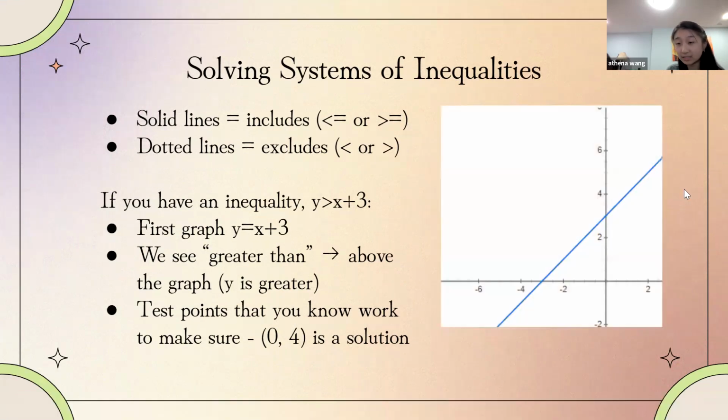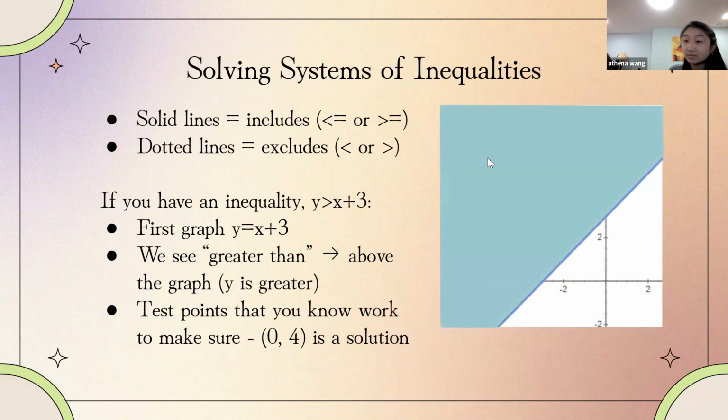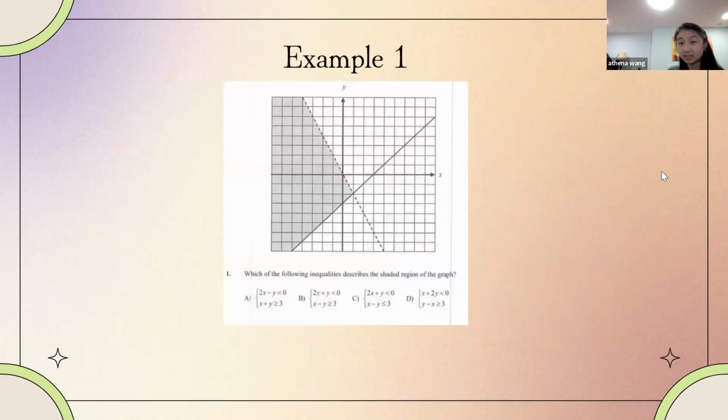So over here, we first graph y equals x plus 3, okay? So it needs to go through (-3, 0) and (0, 3). We see that it works. Okay, so now we test a solution, right? (0, 4) is a solution. So we know that it has to be on that side of the graph. So if we shade it in, it's going to be right there, okay? And then this is also above the y, okay? So that is how you do it.